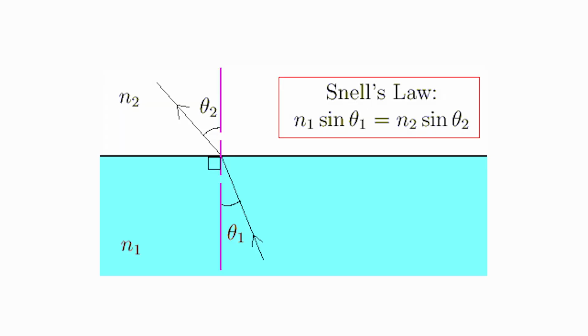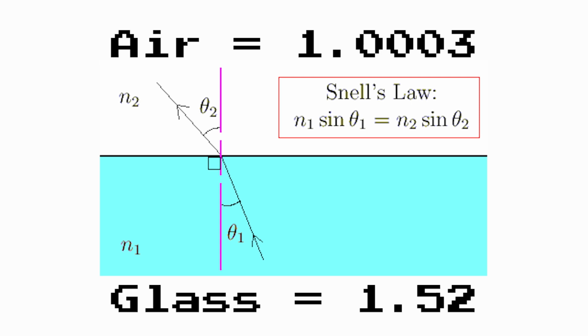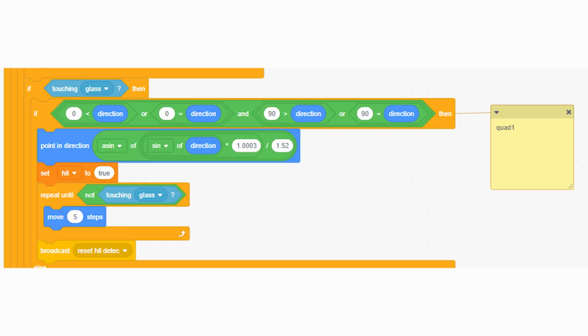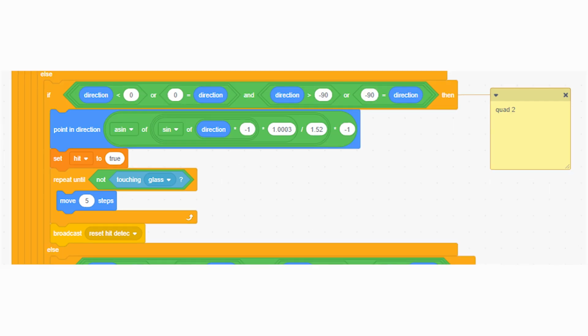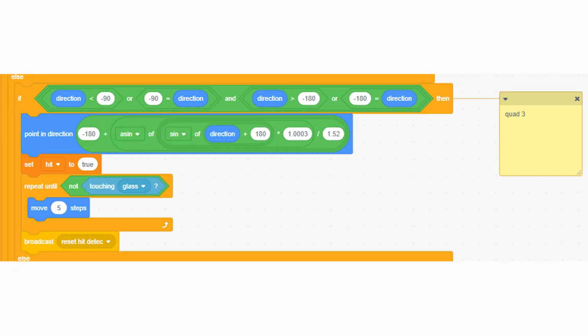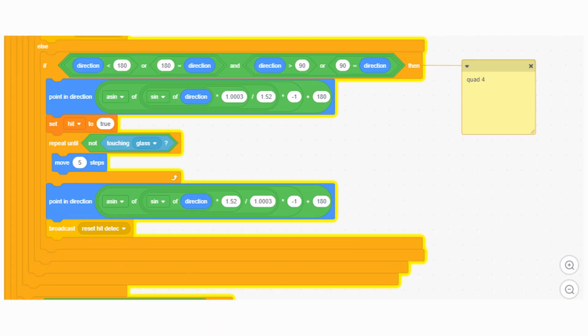After finding the reference angle, we can use Snell's law to find the angle of refraction using an index of 1.0003 for air and 1.52 for glass. If the angle is in quadrant 1, the reference angle is the angle. If it's in quadrant 2, the reference angle is -1 times the angle. Quadrant 3 is 180 degrees plus the angle, and quadrant 4 is negative angle plus 180 degrees.